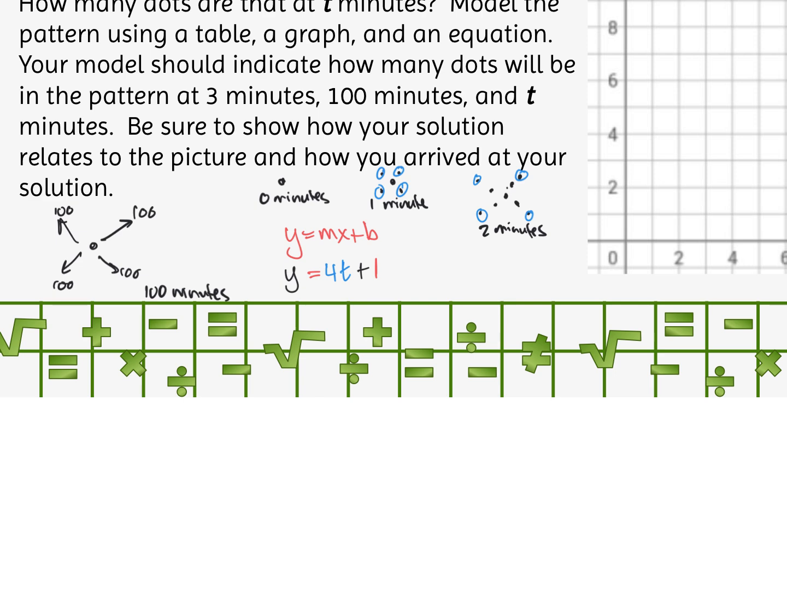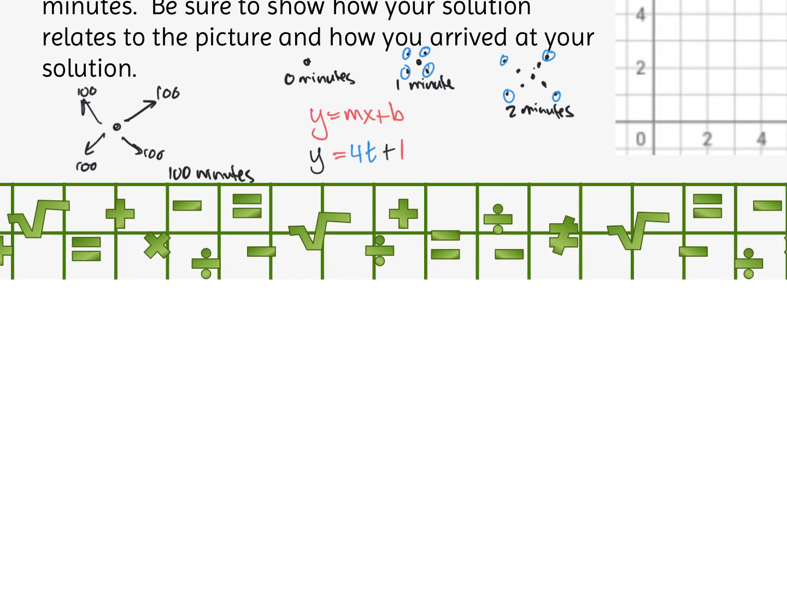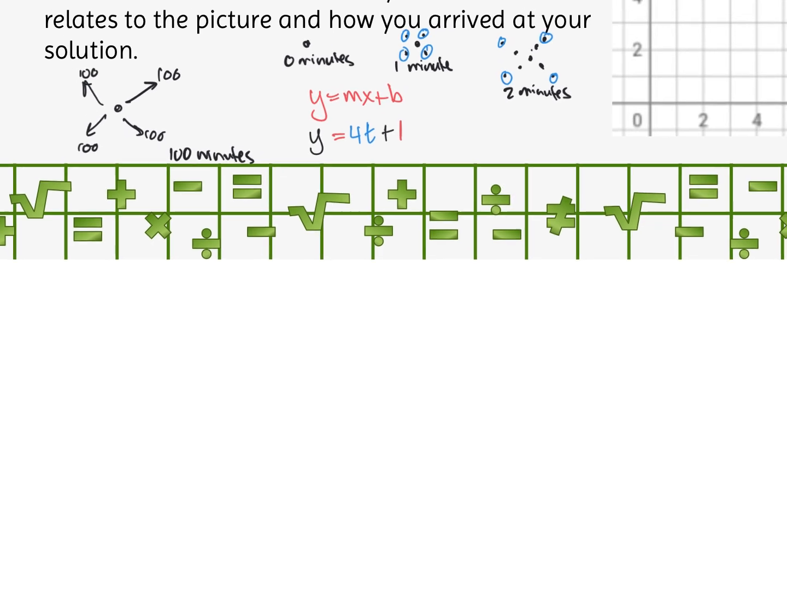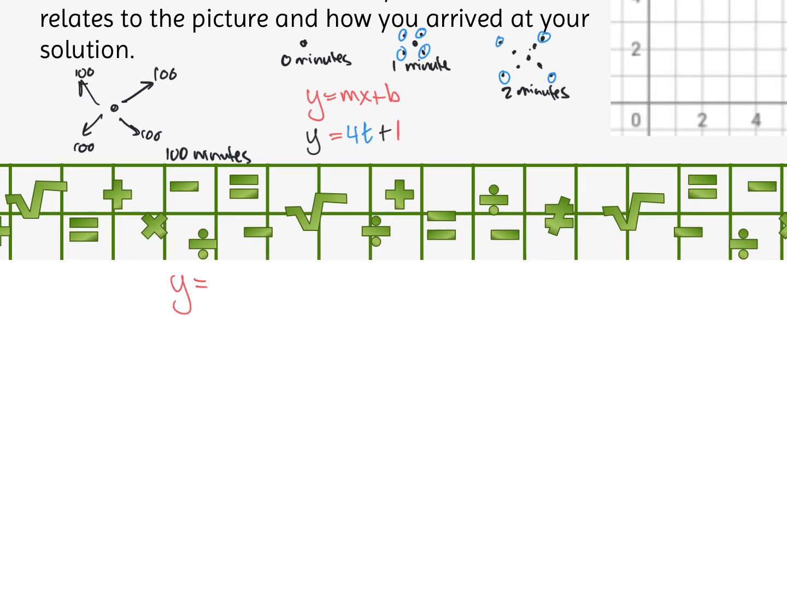So way back when, we were talking about what is called function notation. Function notation is the fancy way of saying things. So my equation is 4t plus 1. We have y equals 4t plus 1. Instead of having the y, I'm going to have the fancy way. So this is function notation: f of t equals 4t plus 1.